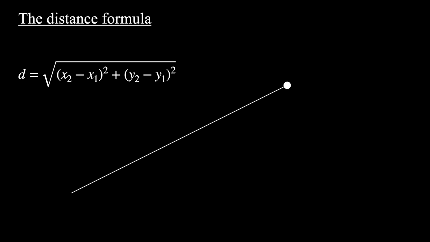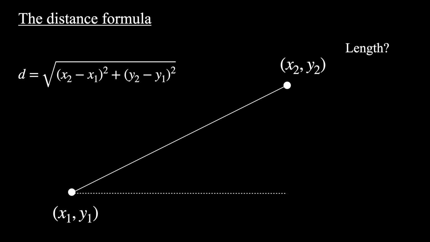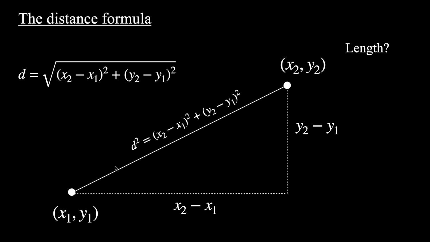So if we have a line between 2 points, and let's call those points (x1, y1) and (x2, y2), how can we find the length of that line? Well, let's draw our right angle triangle, and the distance of the horizontal leg will be x2 take x1, and the vertical leg will be the difference between the y coordinates, y2 take y1. So how do we find the hypotenuse? We take the square of both legs and add them together, so we get the hypotenuse squared is equal to (x2 take x1) squared plus (y2 take y1) squared. That's the Pythagoras' theorem again. And then d by itself would be the square root of this. So that's where the distance formula comes from.